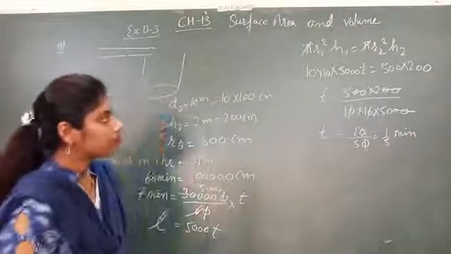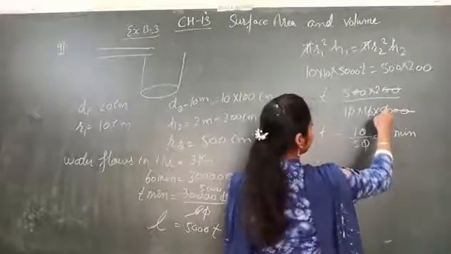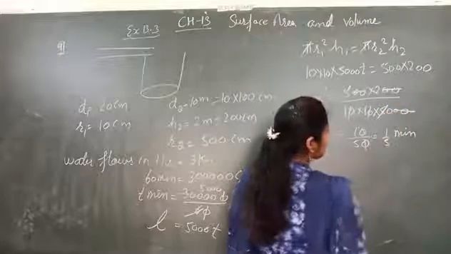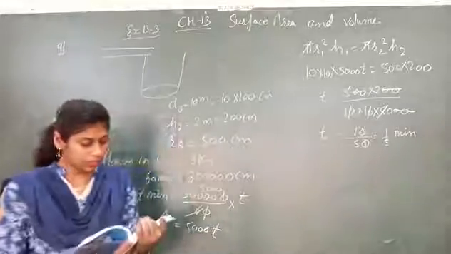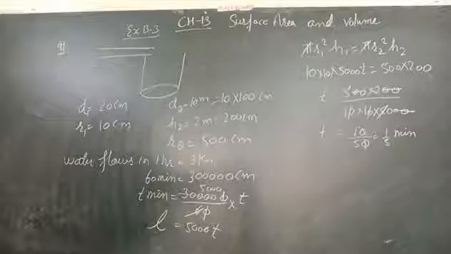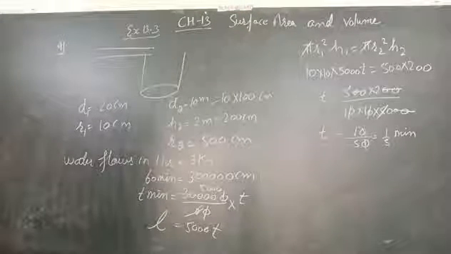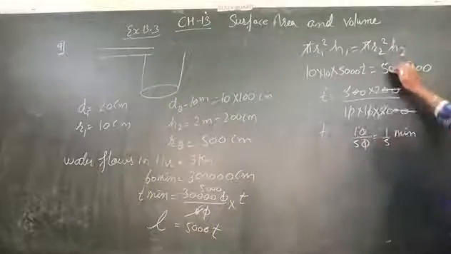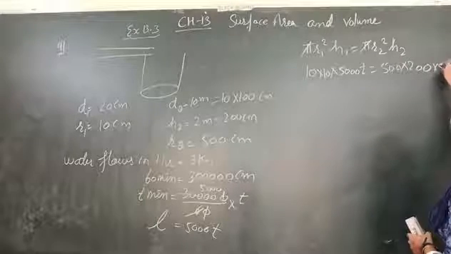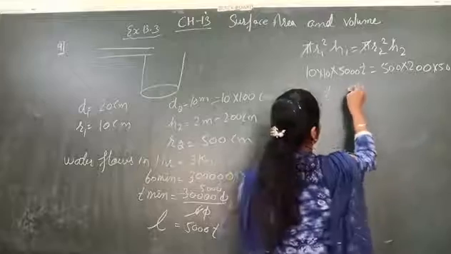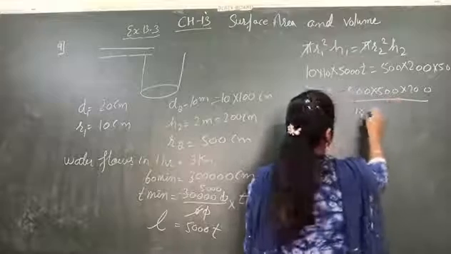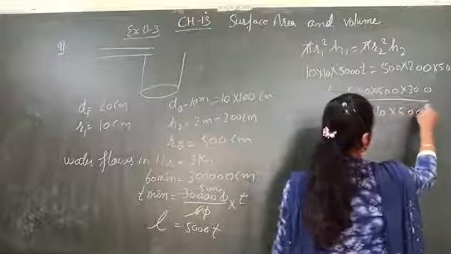Clear? This 5 can be cancelled. Here is only 2 by 10, half. Yes, there is 1 upon 5 minutes. Clear? So we have to find the time only. See, there is one mistake. I forgot to scale this term 500. Correct it. Here there is 500. So T will be 500 into 500 into 200 upon 10 into 10 into 5000.